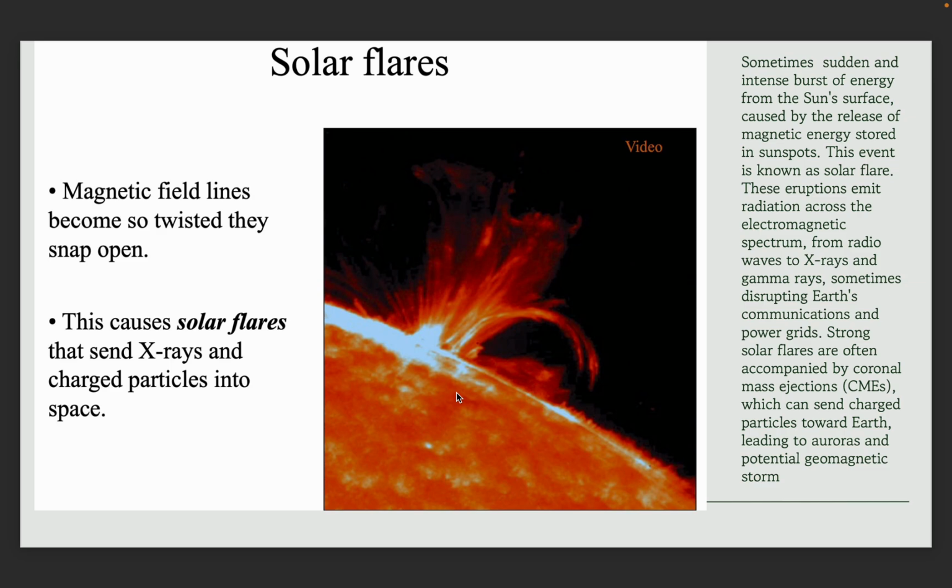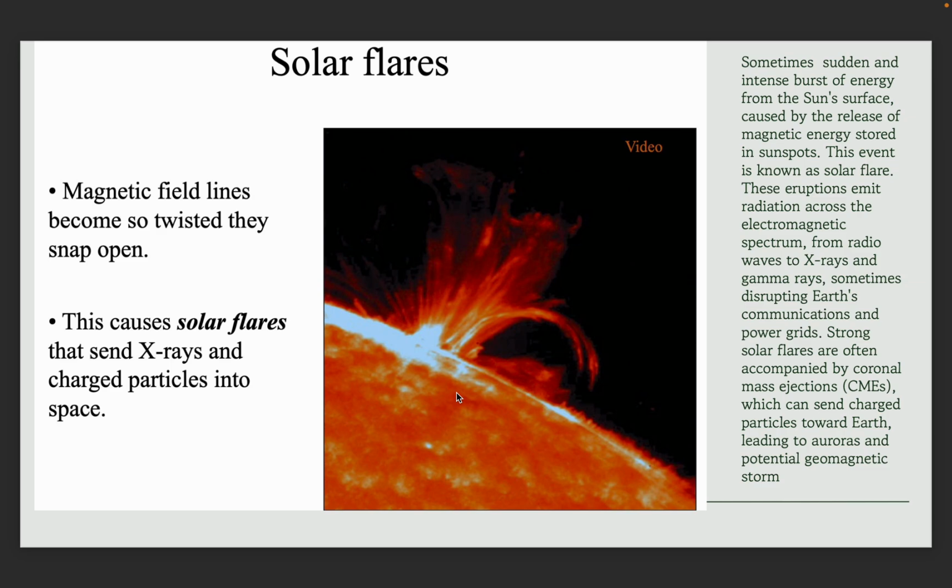Solar flares. What are solar flares? Magnetic field lines from the Sun get so twisted that they snap open. This causes solar flares that send us X-rays and charged particles. Sometimes a sudden and intense burst of energy from the Sun's surface is caused by the release of the magnetic energy stored in a sunspot. This event is known as a solar flare.